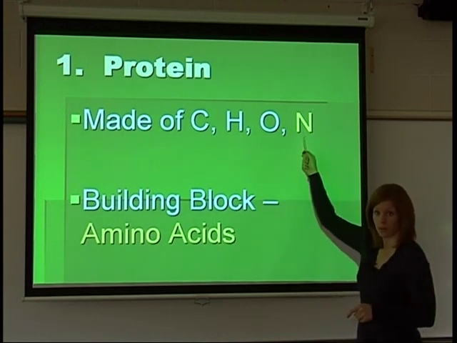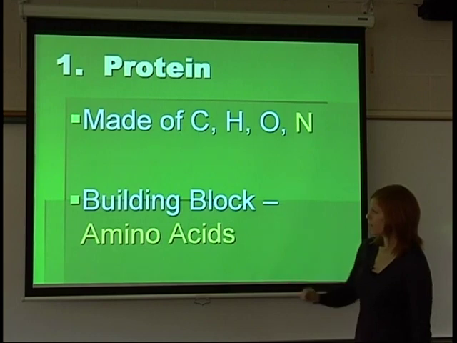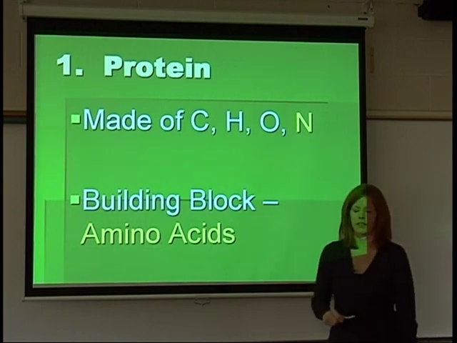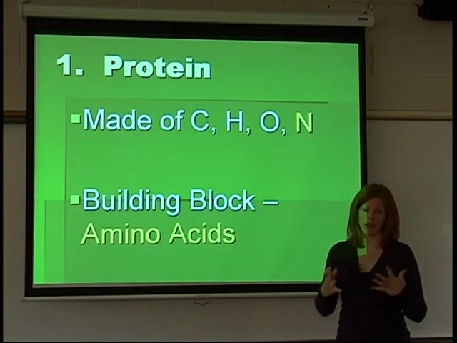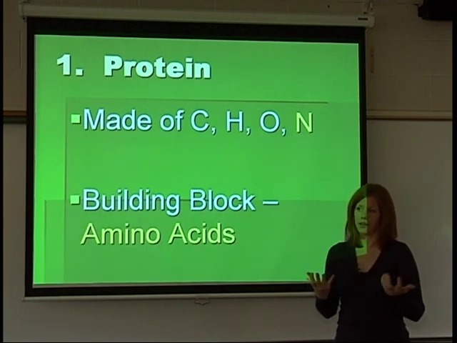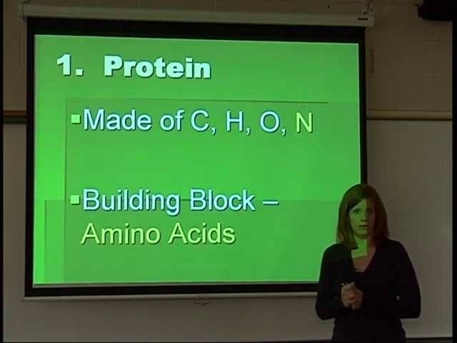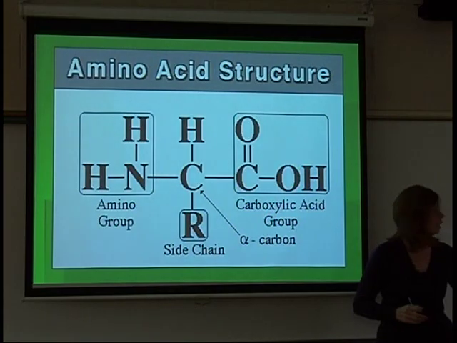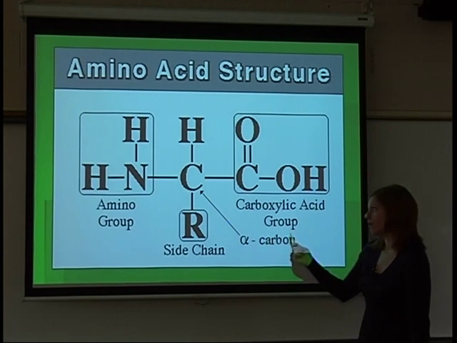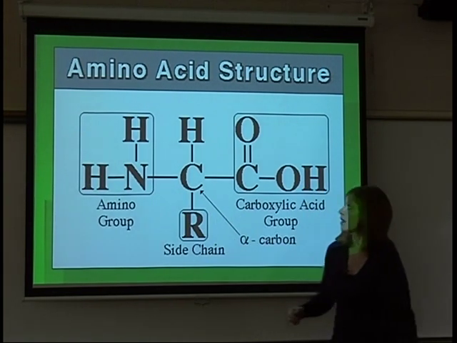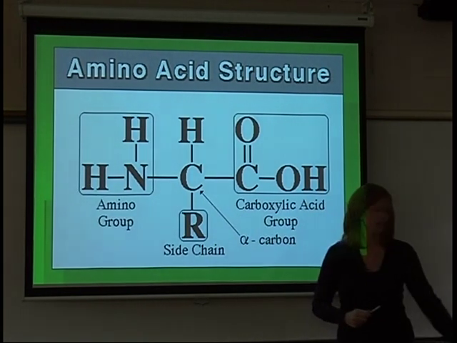Nitrogen is unique to protein. The building blocks of proteins are called amino acids. So all proteins are made of these compounds called amino acids. They will go together in different ways in order to make proteins. Here's the structure of one amino acid. Notice the nitrogen that is found in the amino acid.